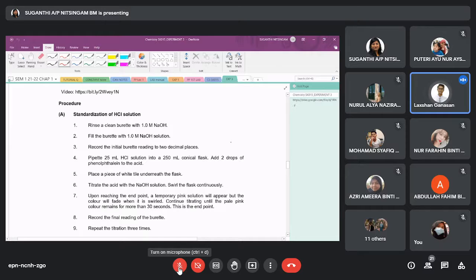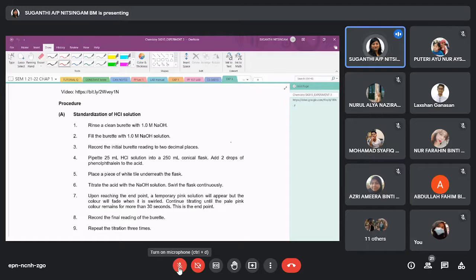Pipette 25 ml HCl solution into a 250 ml conical flask. Add 2 drops of phenolphthalein to the acid. Place a piece of white tile underneath the flask. Titrate the acid with the NaOH solution. Swirl the flask continuously. Upon reaching the endpoint, a temporary pink solution will appear, but the color will fade when it is swirled. Continue titrating until the pale pink color remains for more than 30 seconds. This is the endpoint. Record the final reading of the burette. Repeat the titration 3 times.